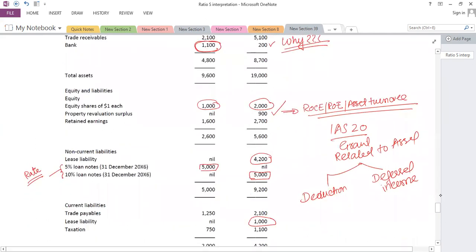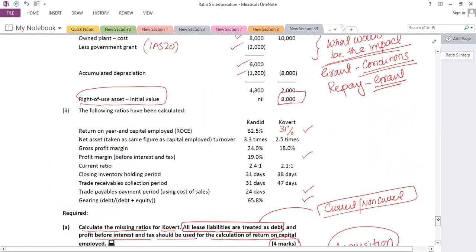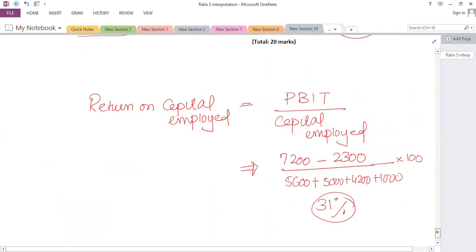So you can see here, the first company, the equity is 2,600, the loan note is 5,000, 7,600 is capital employed. And as compared to this, the capital employed is high. That's why the return is not good.